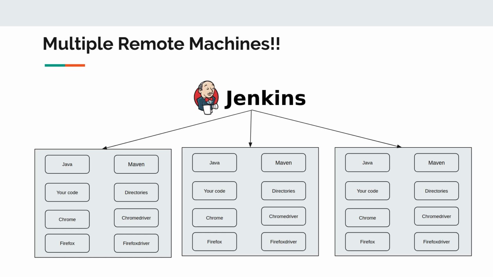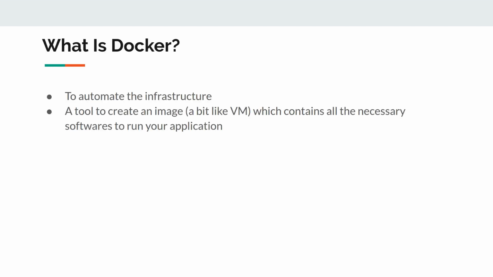So this is where Docker comes into the picture, guys. Docker is a tool which automates your infrastructure. It creates something like a virtual machine. This is not exactly a virtual machine, but imagine it that way for easy understanding. It's called a Docker image, and it's almost like a virtual machine. It contains all the necessary software and applications which you need to run your application.